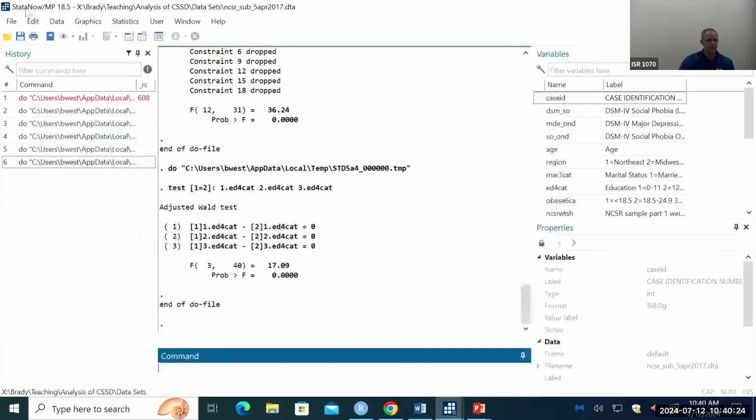Notice the way the hypothesis test is being written. 1 is the difference between the coefficients for logit 1 and logit 2 for education category 1. 1 is the difference for education category 2, and 1 is the difference for education category 3. So in the end, we have 3 degrees of freedom, 3 contrasts that we're testing there. And we would reject the null hypothesis that all of those coefficients are the same. It's clear that the education effects are differing across the logits.